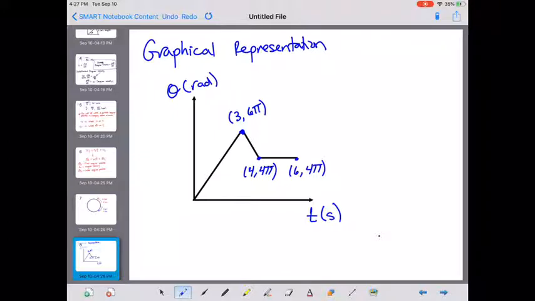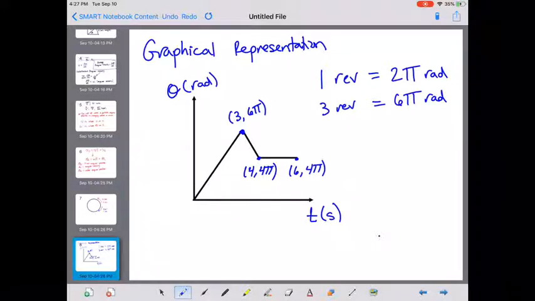All right, now remember that 6 pi, we can think of one rotation as being 2 pi. So one revolution is equal to 2 pi radians. Therefore, 3 revolutions would be equal to 6 pi radians. All right? So the first thing that we're going to do here is we're just going to describe the motion.